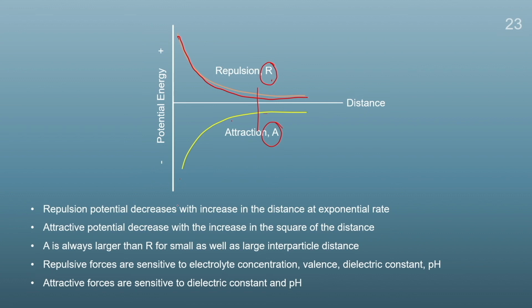The repulsive forces generally are sensitive to electrolyte concentration, valency and dielectric constant. So, any change in electrolyte concentration, valency, dielectric constant, or pH can change the repulsion between the particles. On the other hand, the attractive forces are only sensitive to dielectric constant and pH.